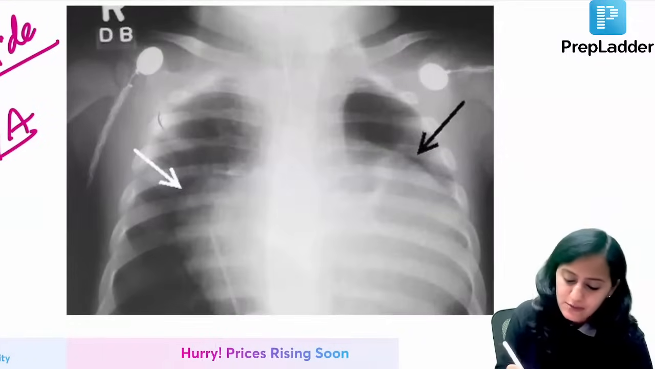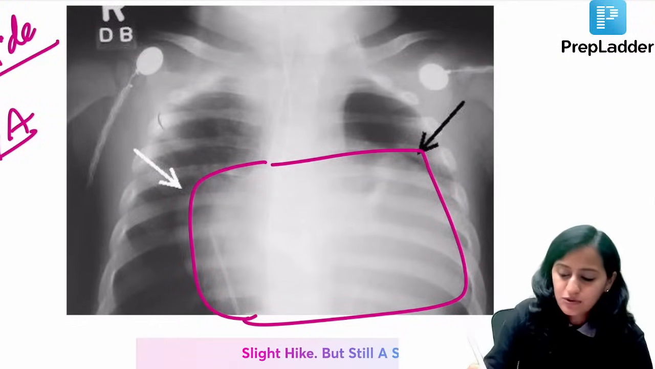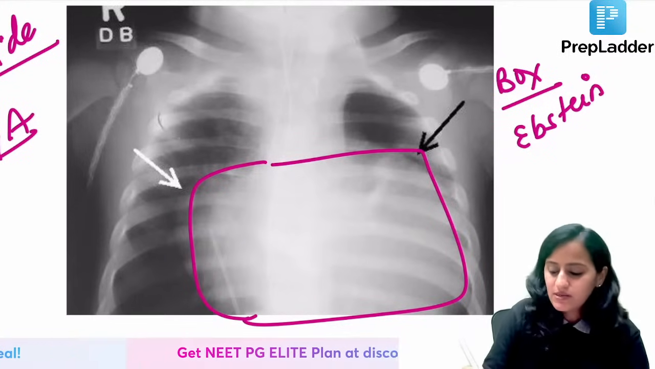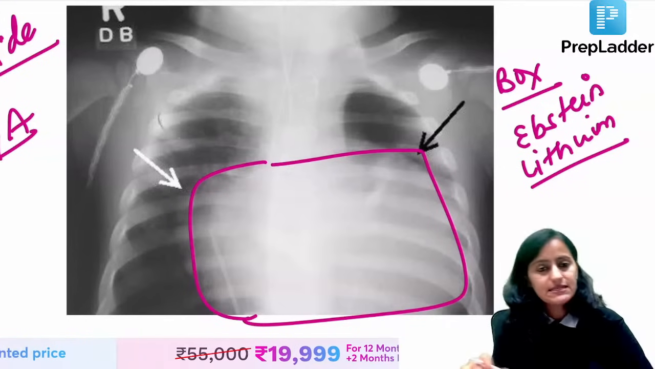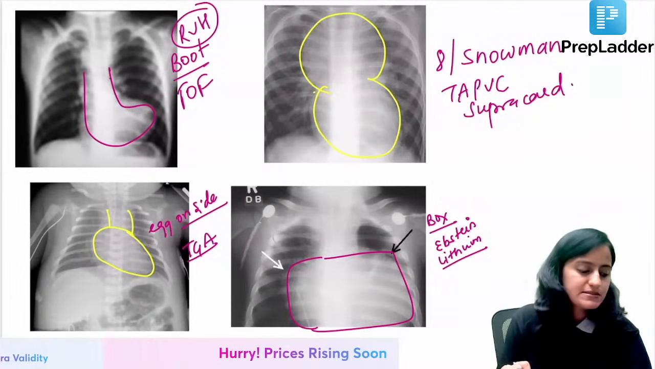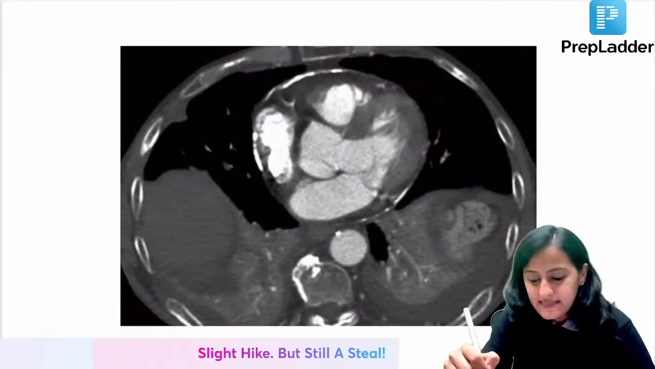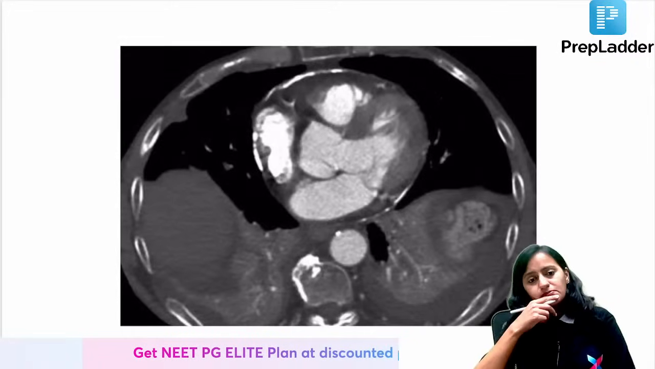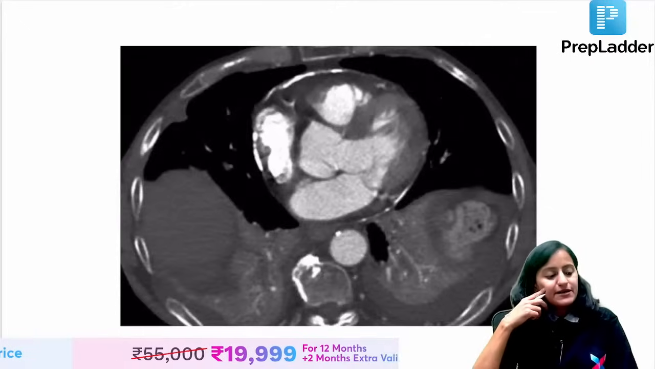When you see a heart that is massively enlarged like this, the right atrium is enlarged and might fill the entire thorax. It is a box-shaped heart, which is seen in Epstein's anomaly, and Epstein's anomaly is seen with lithium. Epstein's is the teratogenic effect of lithium. These are the important heart appearances that you should definitely remember. Going to the next one, guys, tell me what do you think is the diagnosis in this image?